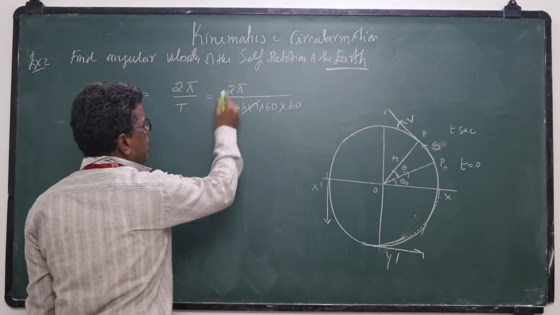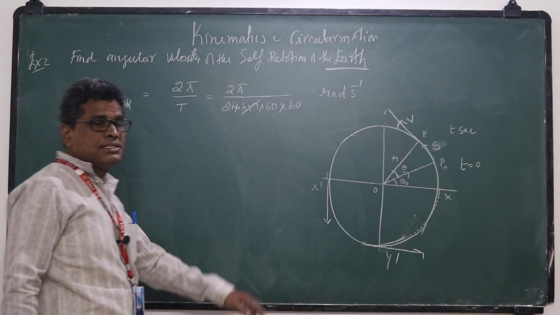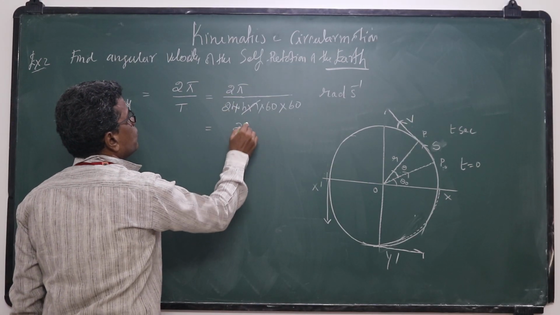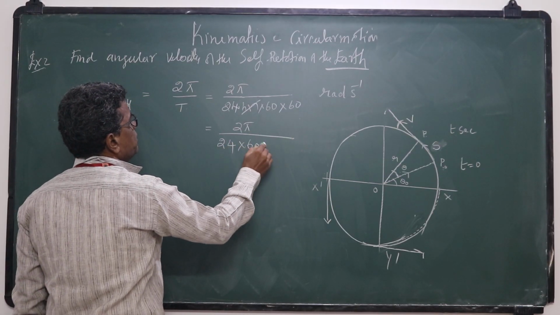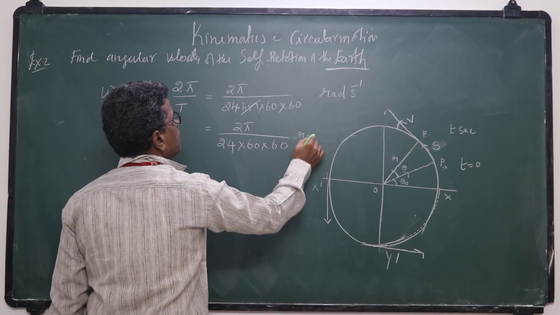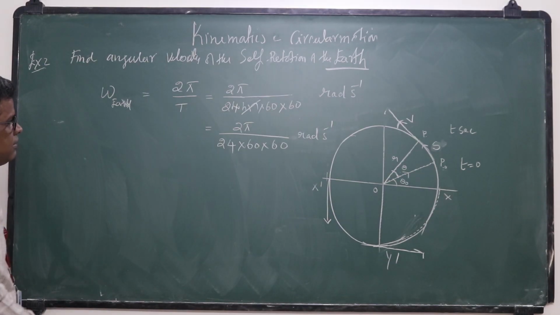So this is the angular speed of the earth. Unit is radian second inverse. So you simplify this, 2 pi by 24 into 60 into 60. You simplify, you will get the answer. That is the angular speed of the earth.